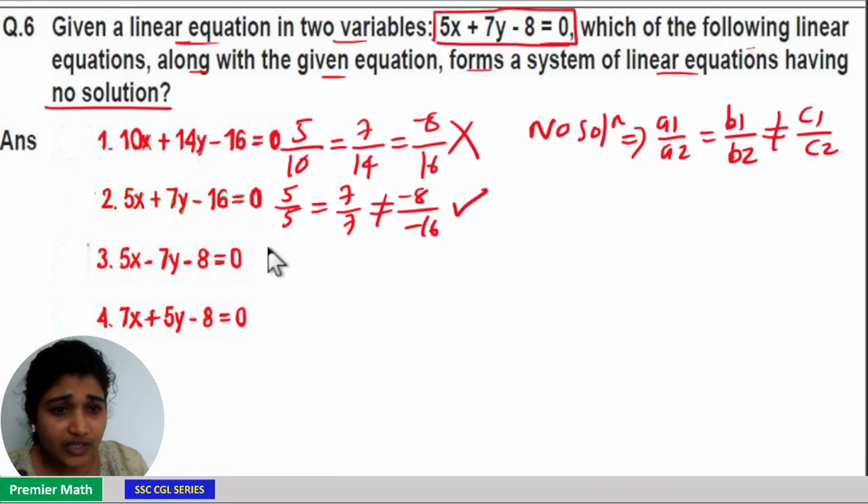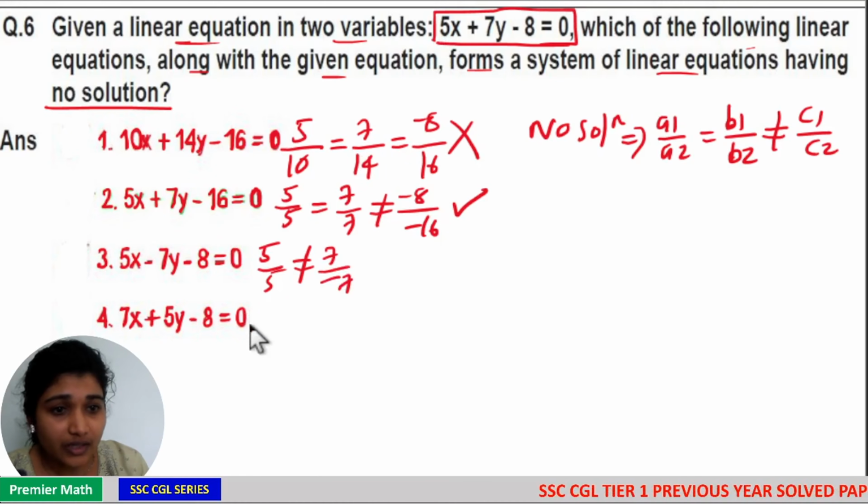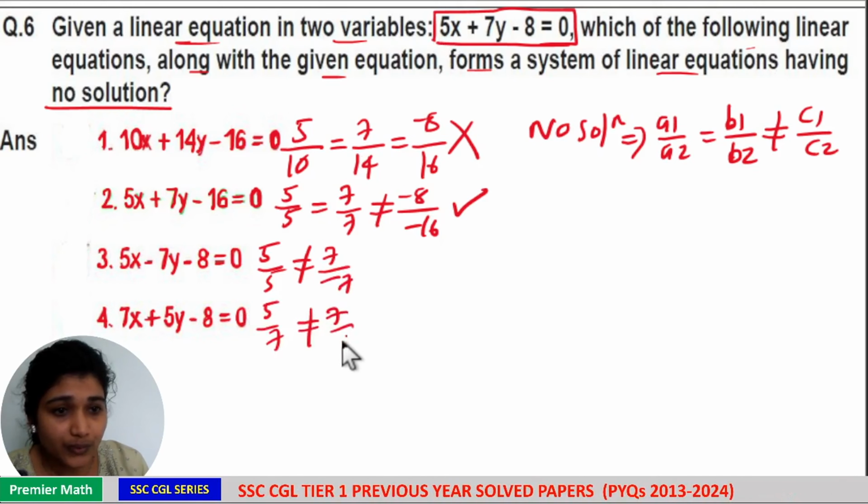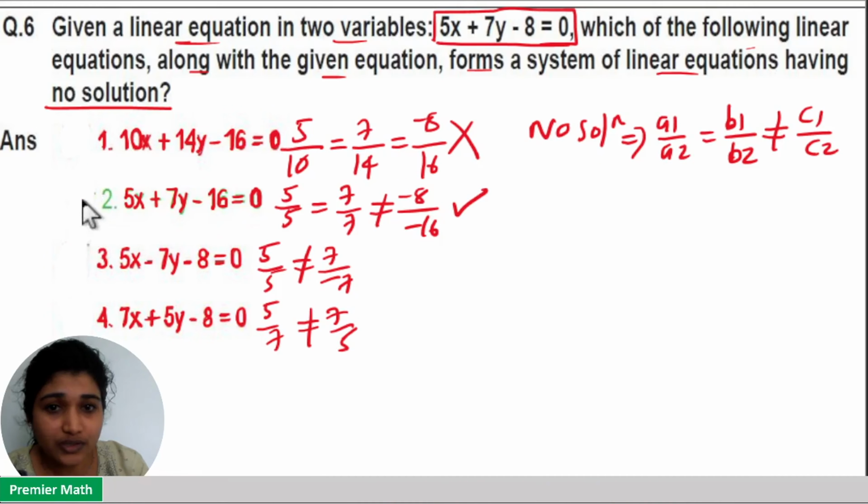Now check with the third option. 5 by 5 not equal to 7 by minus 7. Now in the fourth option, 5 by 7 not equal to 7 by 5. So option 2 is our answer.